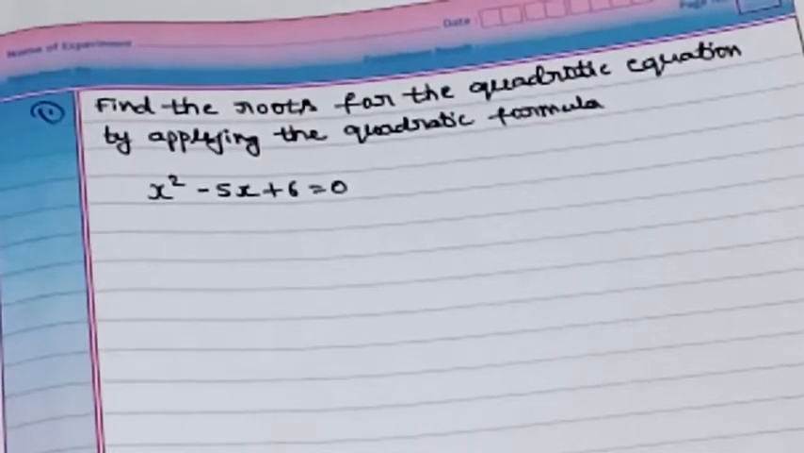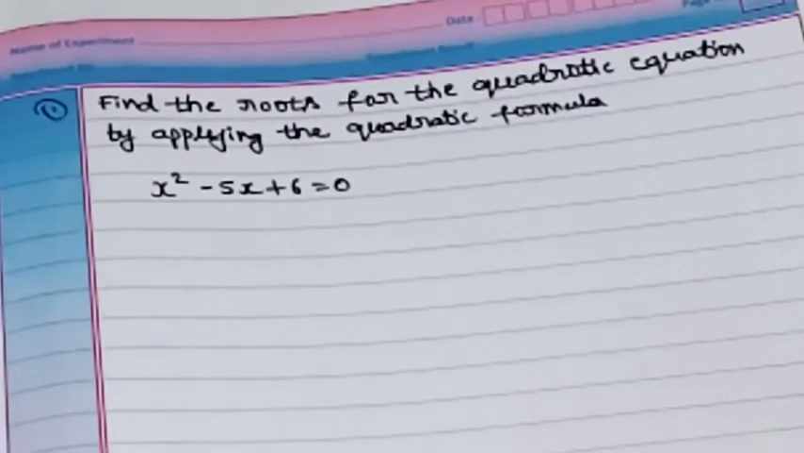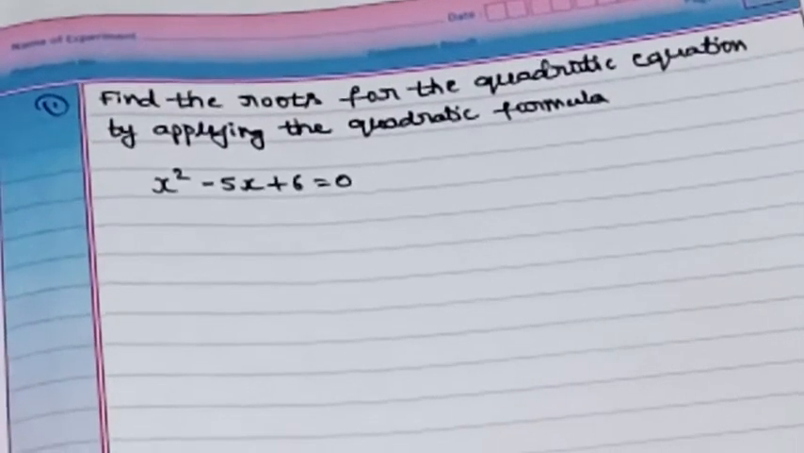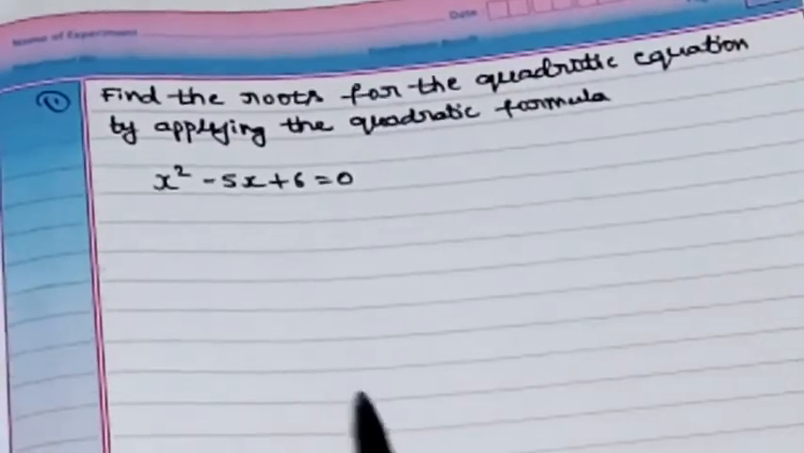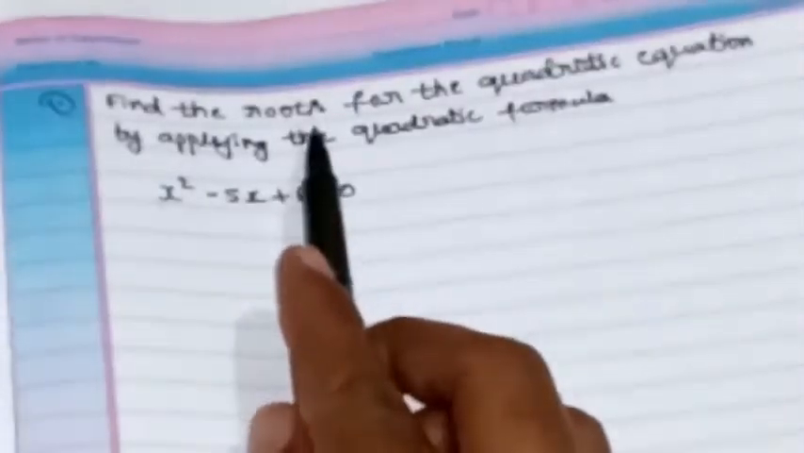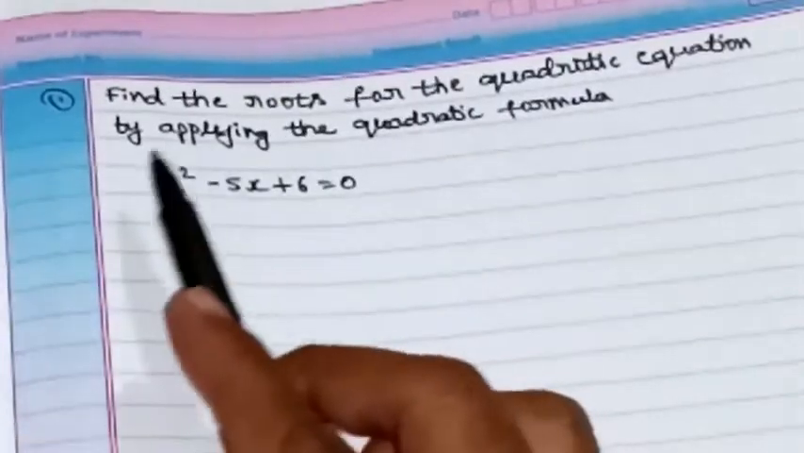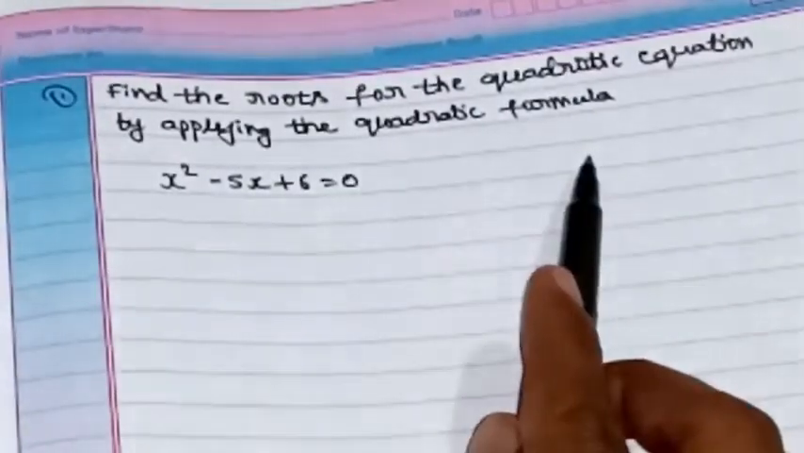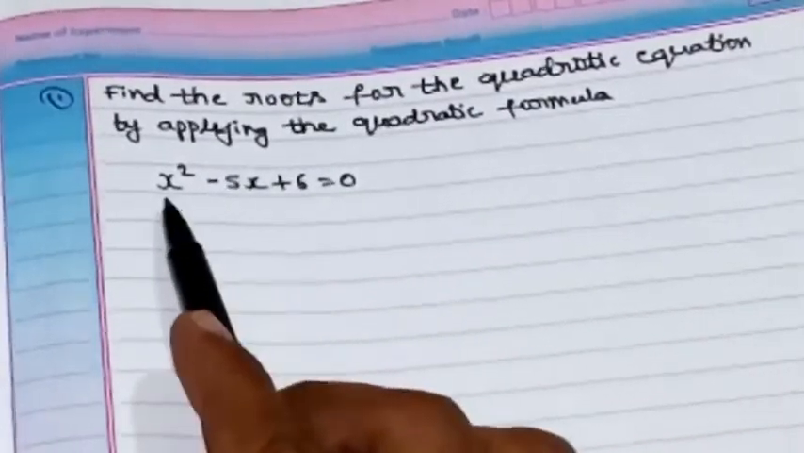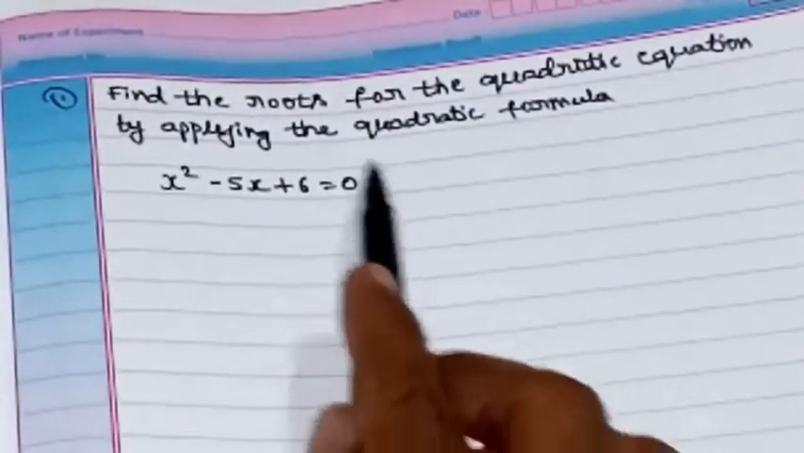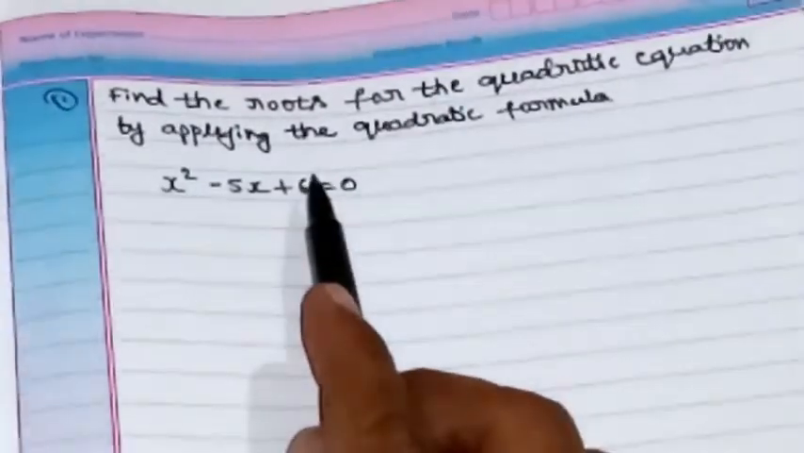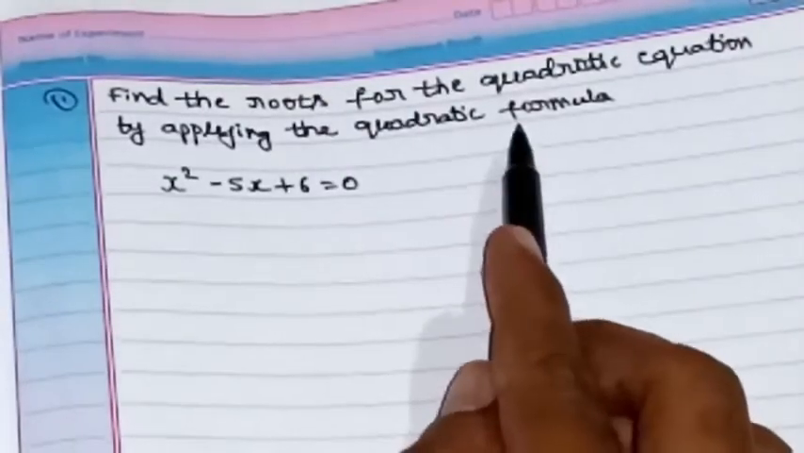In this session we will learn how to find the roots for a quadratic equation by applying a quadratic formula, children. So this is the question. Find the roots for the quadratic equation by applying the quadratic formula, children. So we need to find the roots for the given quadratic equation by using quadratic formula.